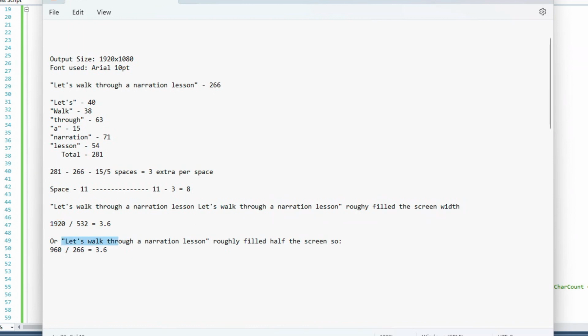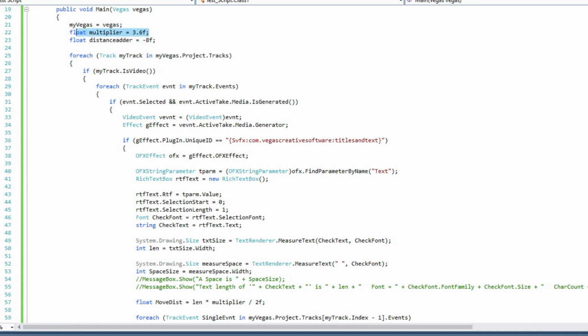Or Let's Walk Through a Narration Lesson. Our original 266 roughly filled half the screen. So our 960, which would be half the screen, divided by 266 equals our 3.6. And if we come back over here, this is where I got my multiplier number from. And I did play around with these numbers to make sure that these were the right numbers to use.